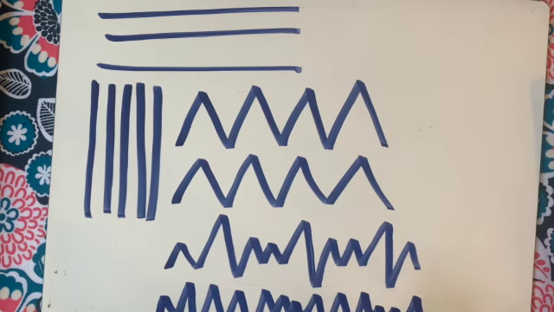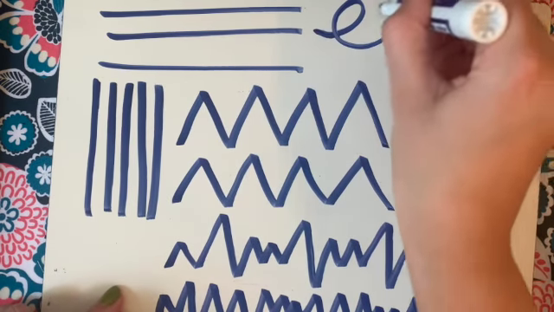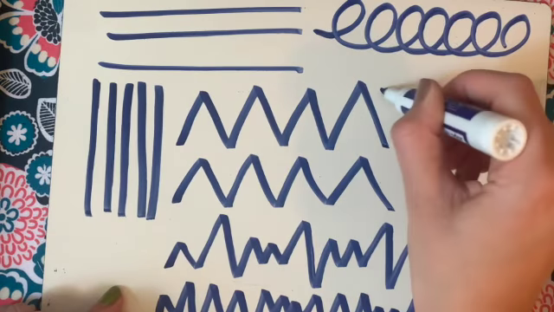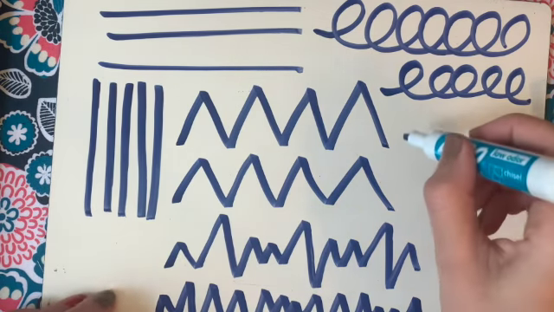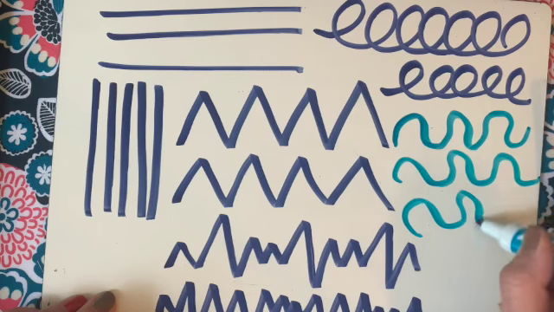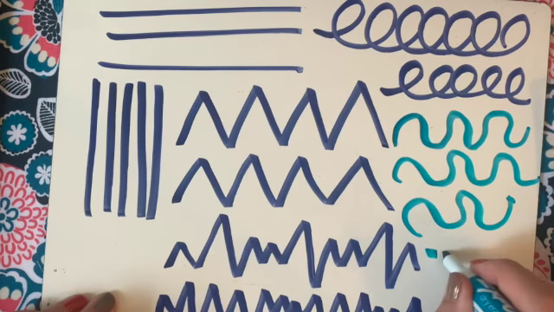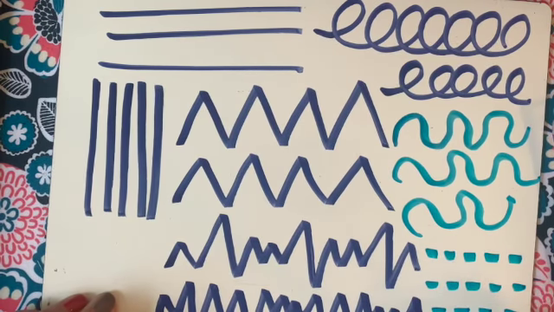Lines don't have to have straight edges. They can be wiggly too. Let's try a curlicue line. We can make lines that are wavy. Or even dotted lines. There are many more different types of lines than what I've drawn on my paper. But let's go ahead and explore some more lines now.